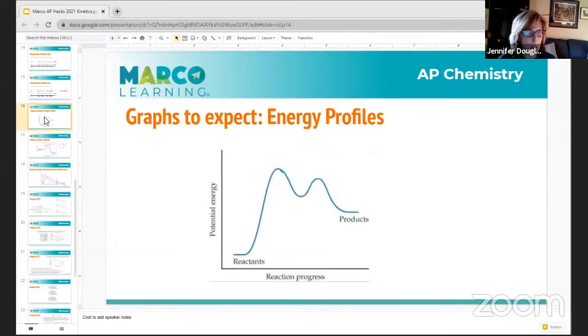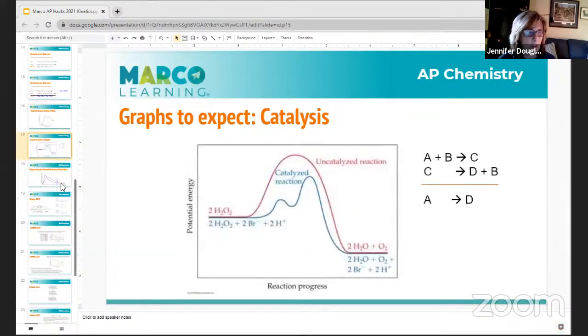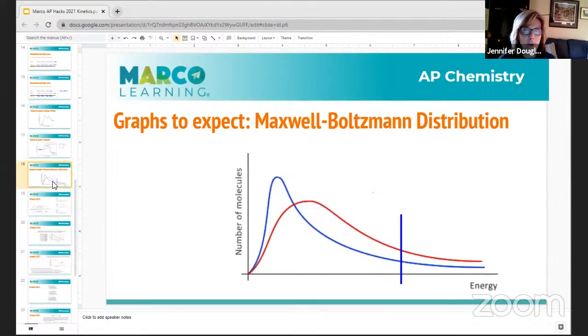All right, expect energy profiles, expect to sketch in the effect of a catalyst, expect Maxwell-Boltzmann distribution plots. I don't think there's ever been an exam where this graph is not on there somewhere, on the multiple choice or on the FRQ portion. Now, this one appears with gas laws, but it also comes up here in kinetics too, because this blue line that I've put in right here, this is the activation energy. So what has to happen is the molecules have to meet this barrier before that reaction can occur, because that's marking the amount of activation energy that you need.